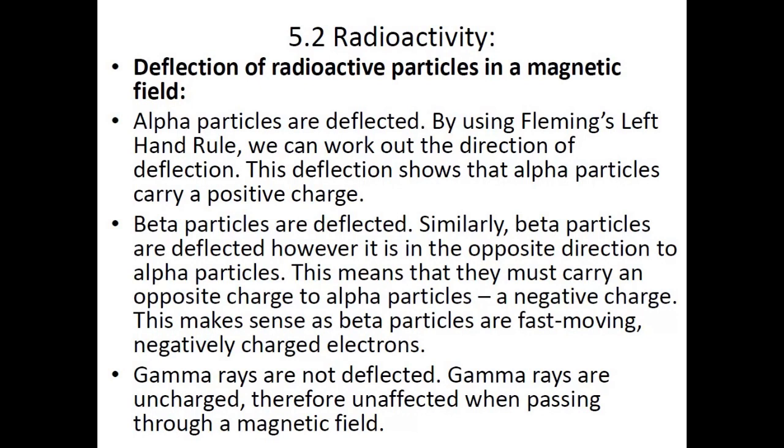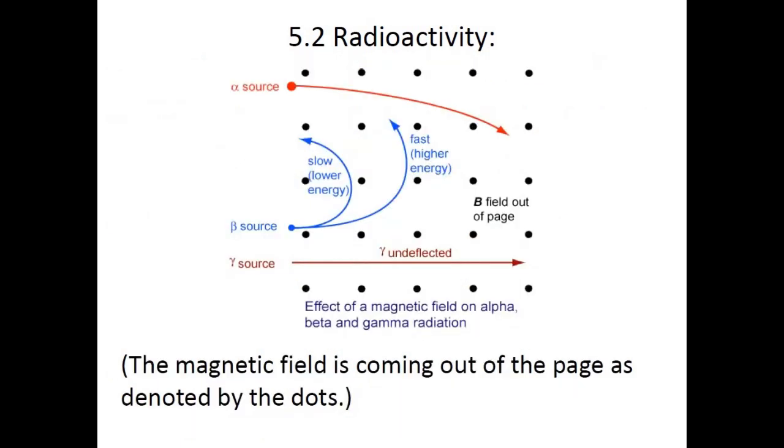Therefore, they are unaffected when passing through a magnetic field. They just keep on traveling in a straight line. Now, how would you apply that Fleming's left-hand rule which you studied previously in the scenario of radioactivity and magnetic field? Well, the rules are simple.